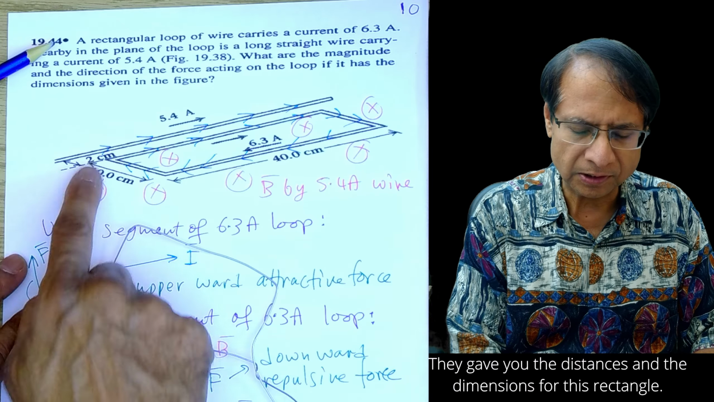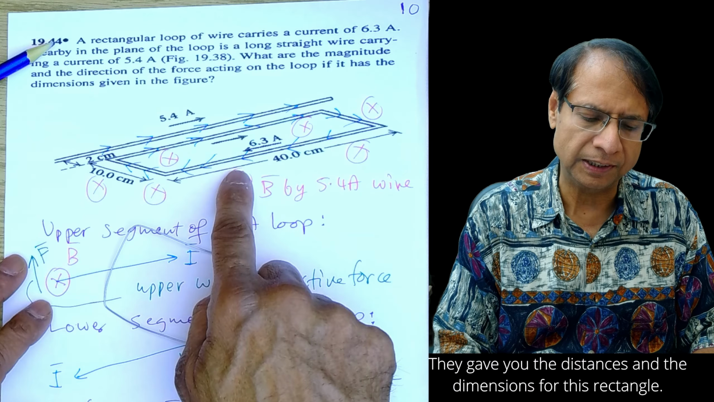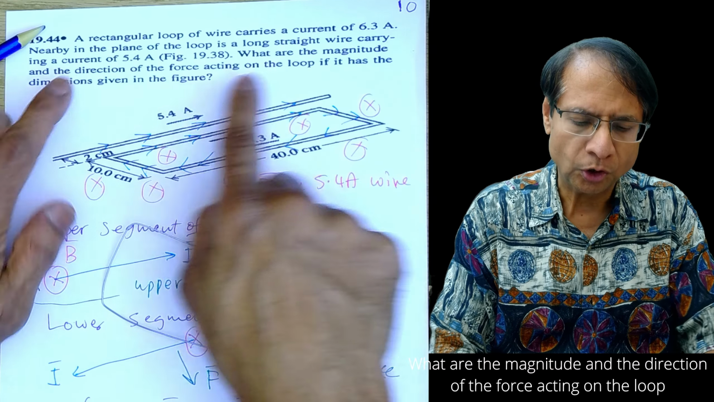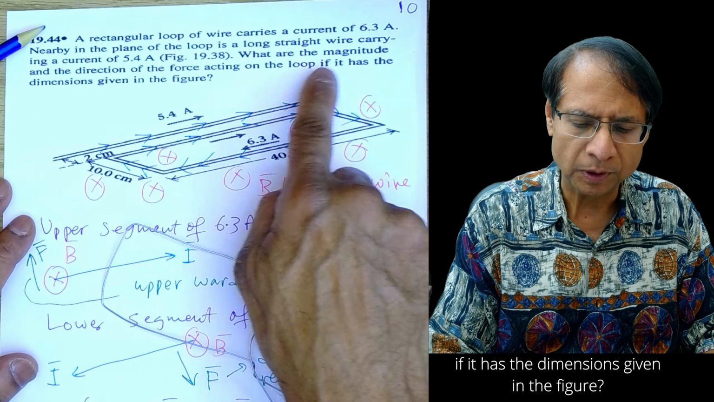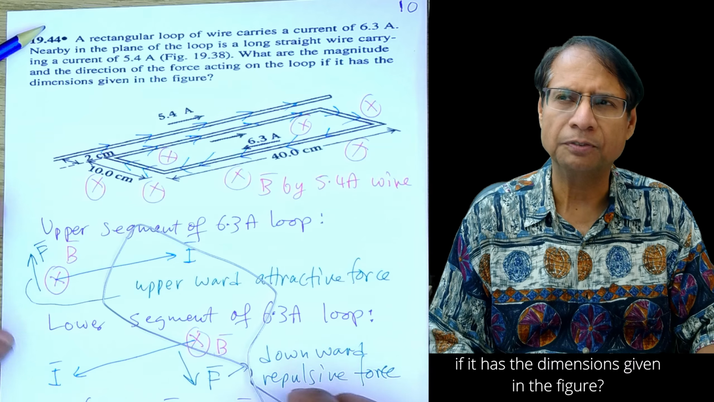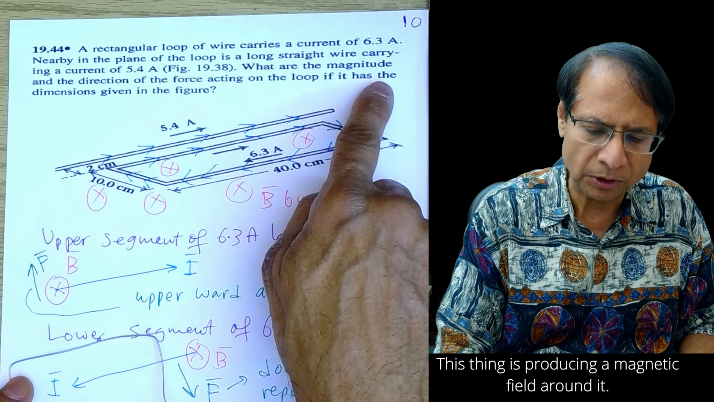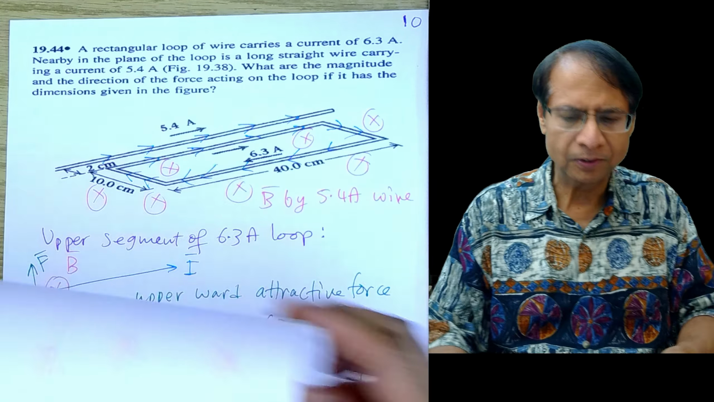They gave you the currents in the long wire and the loop, and the distances and dimensions for this rectangle. What are the magnitude and the direction of the force acting on the loop if it has the dimensions given in the figure? So we are going to use Ampere's law. This thing is producing a magnetic field around it. Remember one of these things?